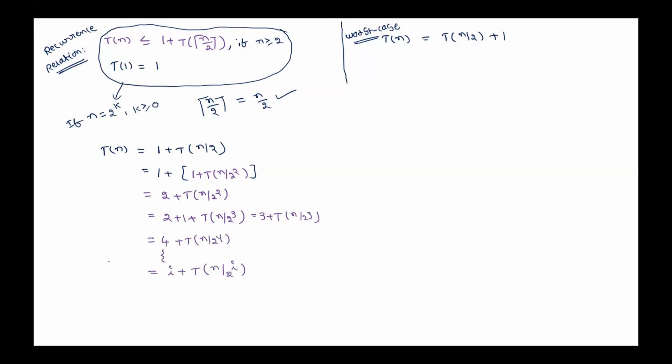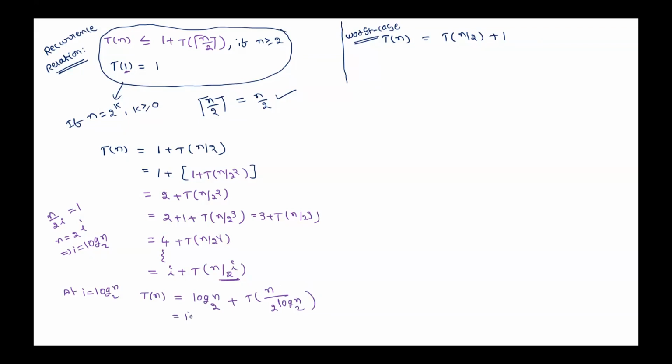But we know only the value of T of 1. How to get 1 here? In order to get 1, n by 2 power i should be 1. That means n equals 2 power i, which implies i equals log n base 2. So at i equal to log n base 2, what do we get? T of n is log n base 2 plus T of n by 2 power log n base 2. Is that okay? What is this value?